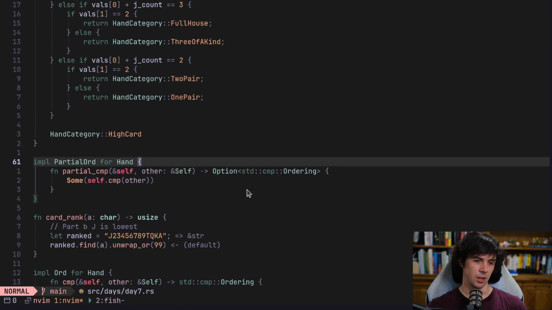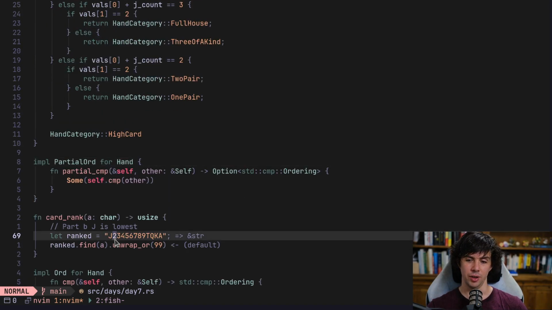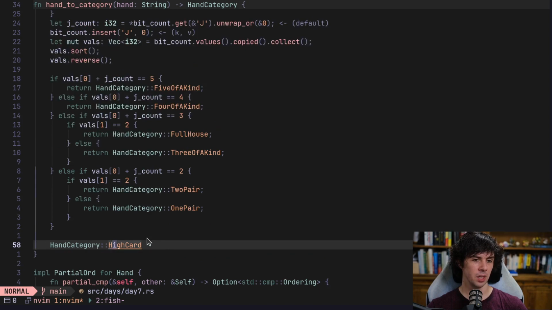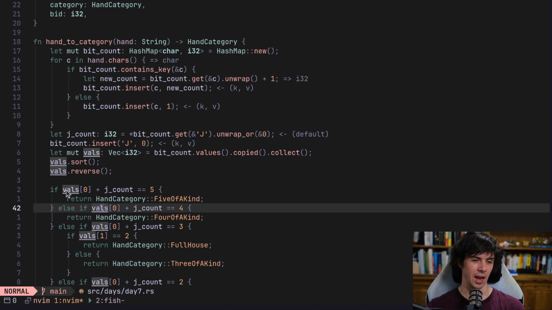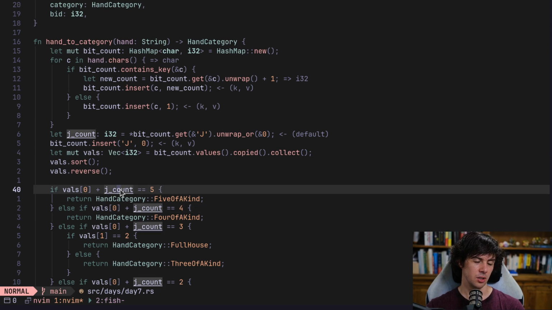In the end, not too much. We noted before that we changed the ranking function to put the joker right at the beginning of the list. Normally it's in here between T and Q. The other thing we do here is we extract the number of jokers that we found from our hash map, from our counts, and then we set that to 0. So we just don't count them as individual cards. But everywhere that we're doing checks to say how many of the most popular card did we have, we substitute in J count. And that allows us to have much higher numbers for, say, 3 queens plus 2 jokers being a 5 of a kind.